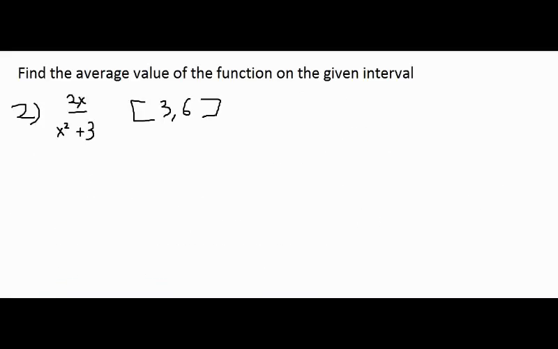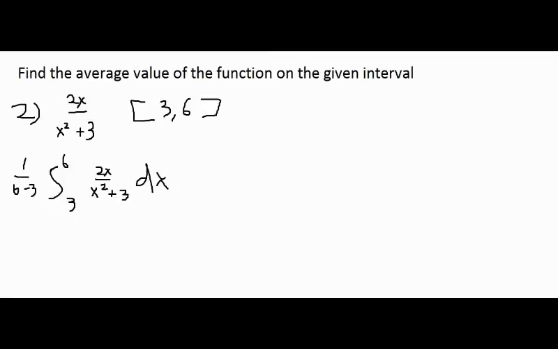So for our next problem, we're also going to find the average value of the function on the given interval. This time our problem is 2x over x squared plus 3, and our interval is 3 to 6. We know the base formula, so we don't need to write it this time. We're just going to plug it in, and we're going to get 1 over 6 minus 3 times the integral from 3 to 6 of 2x over x squared plus 3 dx.